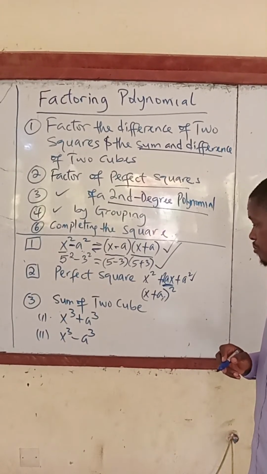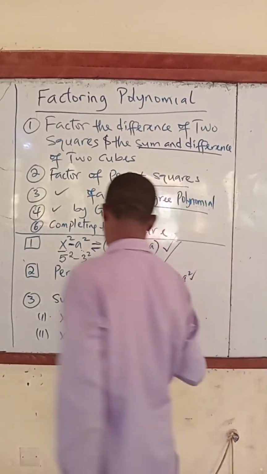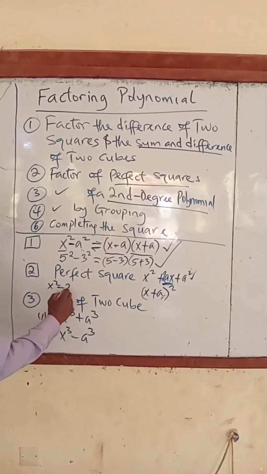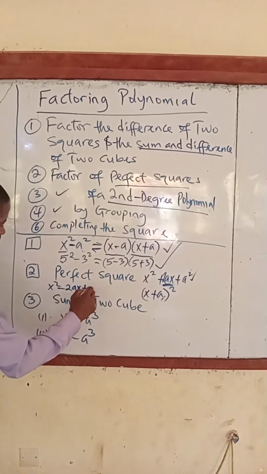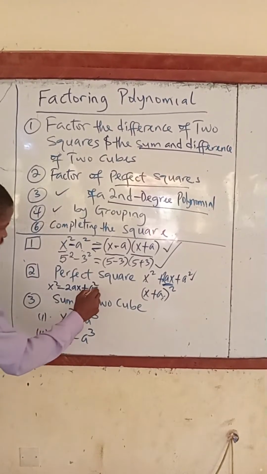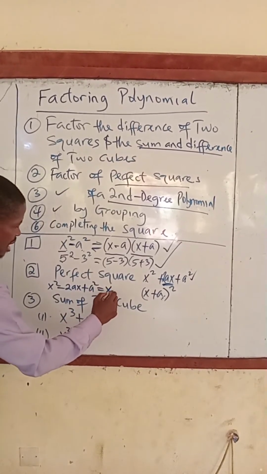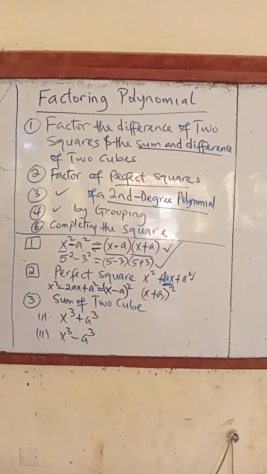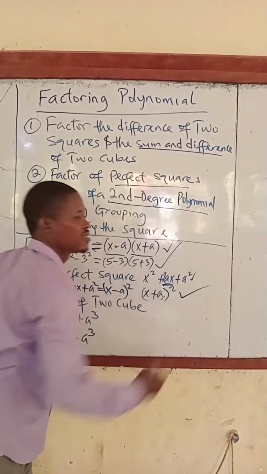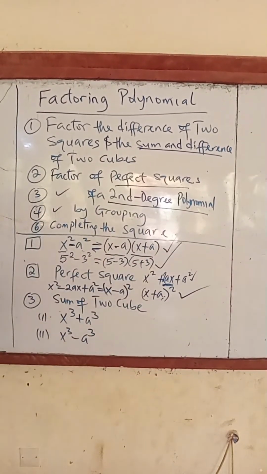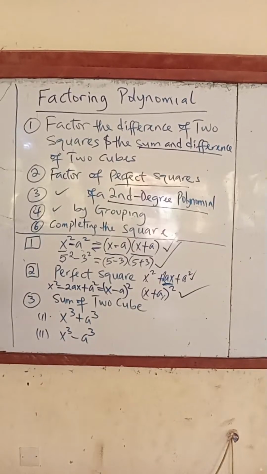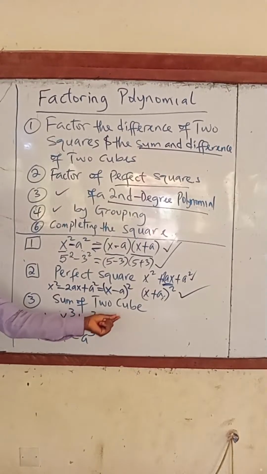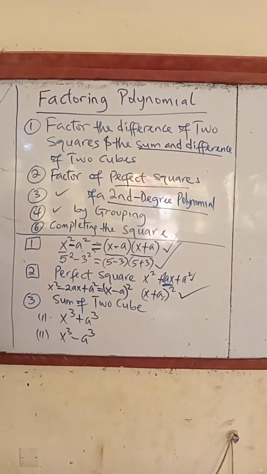Another one you can have is x squared minus 2ax plus a squared. So this will give you x minus a squared. Okay, we're going to play with questions for all these. Let's see sum of two cubes. But before we do that, let's check our audience.